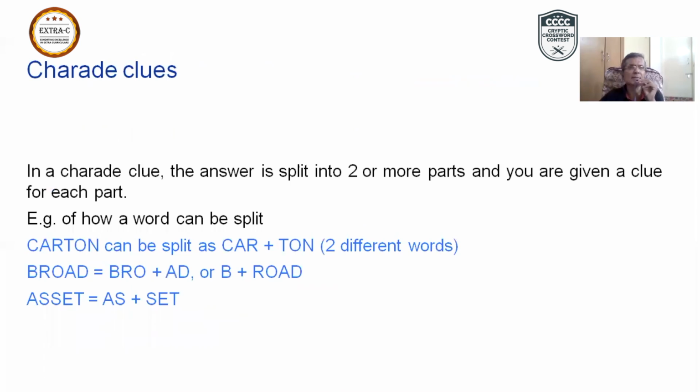Now let's look at the next type of clue, which is a charade clue. In a charade clue, the answer is actually split into 2 or more parts. And then you are given the clue for each part. Now, for example, how can a word be split? Let's take a word called carton, a 6-letter word. You can split it as cart and on. Or if you take a word called broad, you can split it as bro and ad, or be and road. Take a word like asset, you can split it as ass and et.